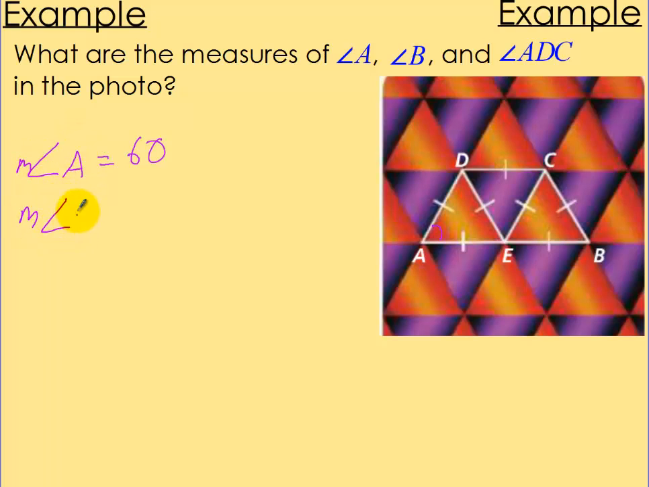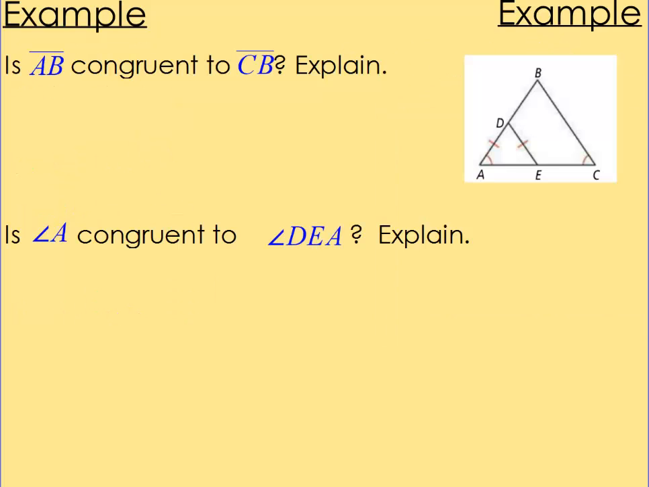And the measure of angle B, well, angle B is right here. It's still an equilateral triangle right here, so that's also 60. Let's look at the measure of angle ADC. So ADC is this big one right here. It looks like it has two of these angles together. So I'd say the measure of that is going to be 120, and that's it. All right, next one. Pause the video.